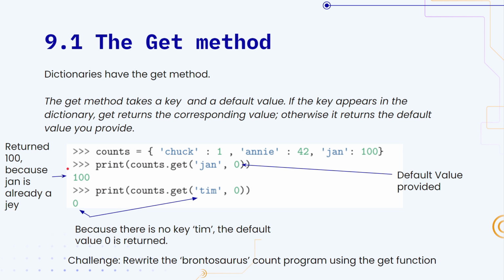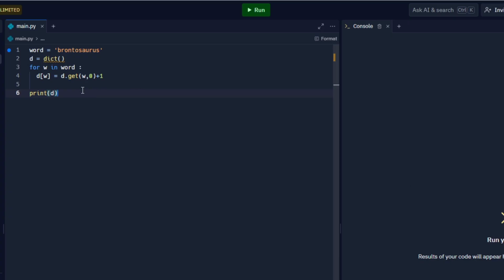So now the challenge is to rewrite that previous Brontosaurus count program using the get function. If you didn't understand how to do it, it's actually very simple. It's way easier than before. So again, we're going to define our variables, which are the dictionary and the word, and we're going to use a for loop. In this case, we only need one line in the for loop because the get function does exactly what we need when we're doing counts.